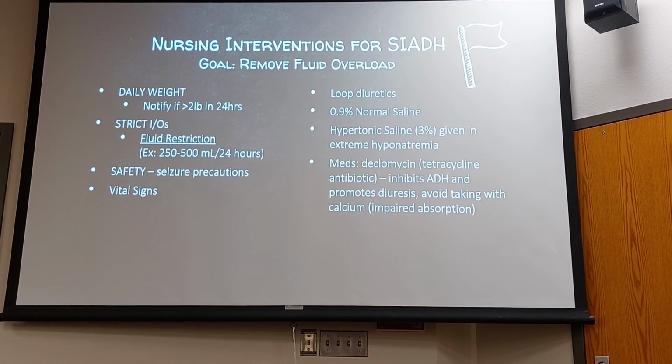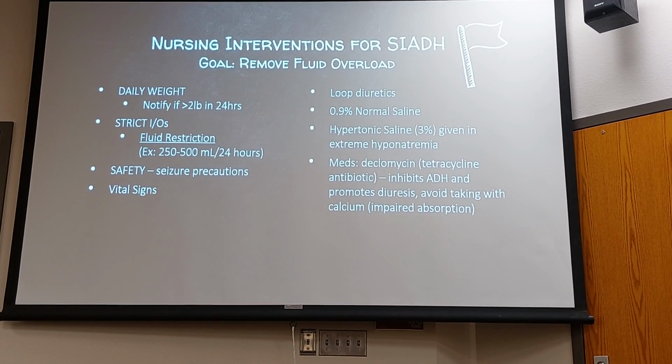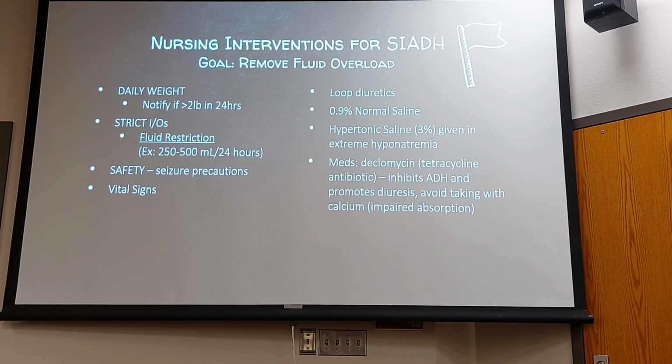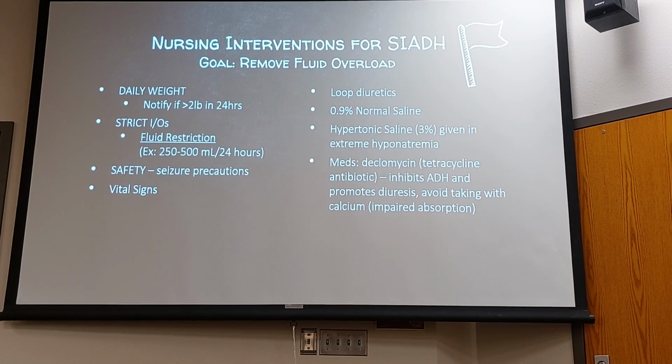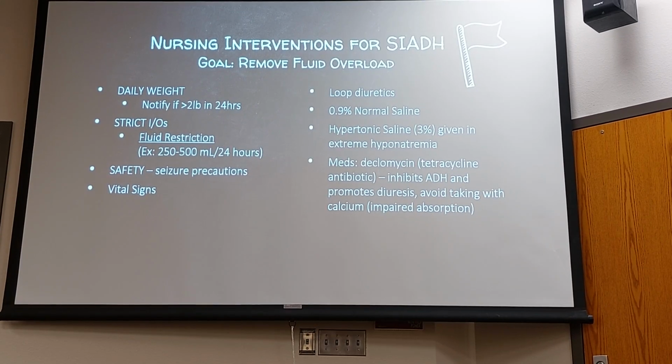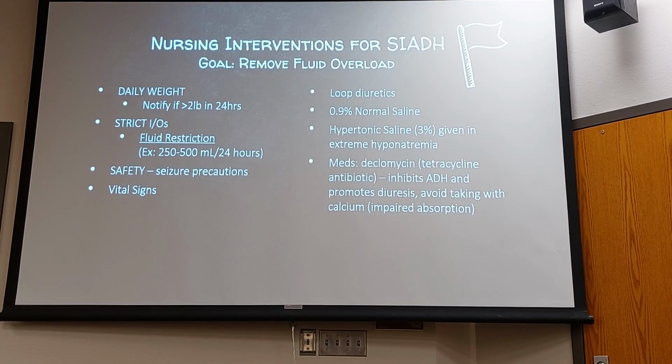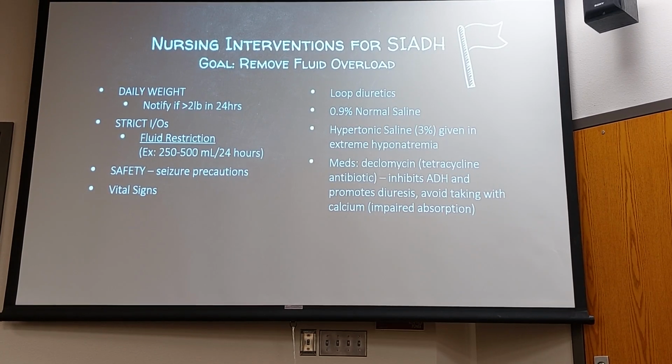So, the med I want you to be aware of is demeclocycline. This is a tetracycline type antibiotic, confusing, but it acts to inhibit ADH. It's just some extra thing that it can do, right? So they give this because it works so well to inhibit ADH. So it promotes diuresis. And the other piece to watch here is we don't want them to take it with milk or calcium, because that's going to impair the absorption of the medication. So, demeclocycline. Got it?